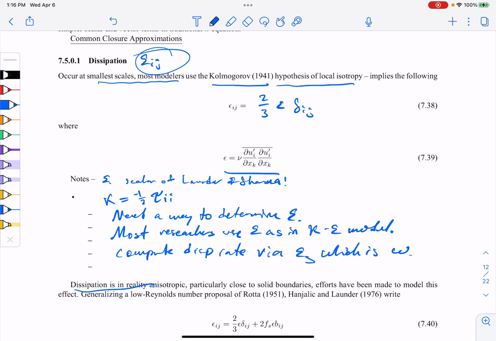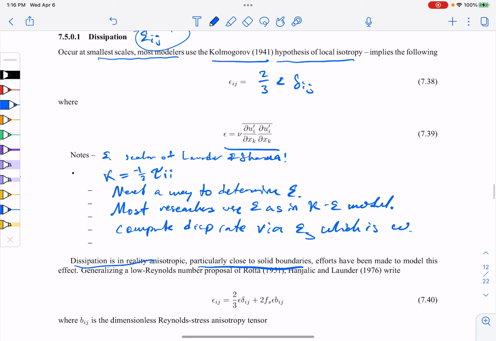So you can see that dissipation here is really an anisotropic tensor, especially in anisotropic turbulence, and it's particularly when it's very close to solid boundaries, then anisotropy becomes even larger. So a lot of people have tried to model this effect, and to do that, they might introduce an additional function called f sub s right here. So compare this function with 738. You can see there's just an addition. And so this needs to be calibrated to account for additional anisotropy as we approach the boundaries or maybe even go through shear layers. So we would call this a boundary layer effect.